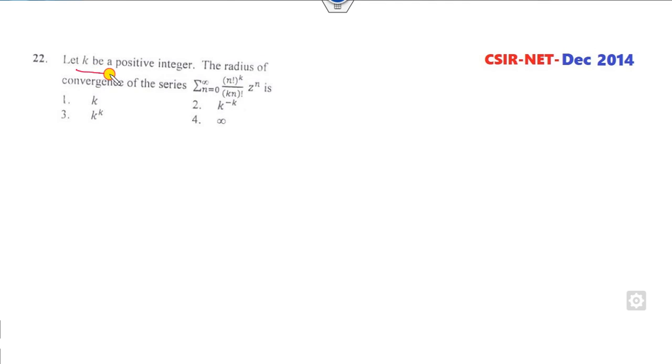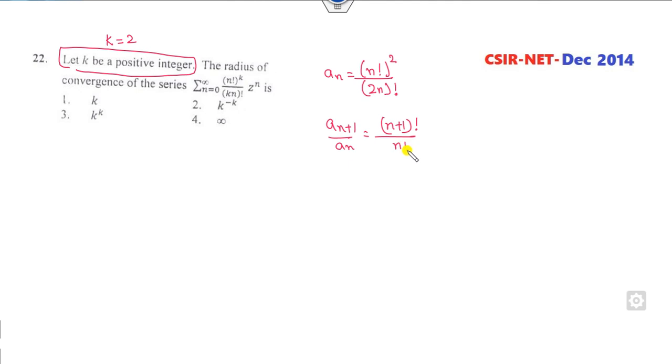Okay, k is a positive integer. Is it given to you? What's the value of k? So you can choose any positive integer value. So I can choose k as 2. Then k is 2, so 2n factorial. Fine. Then you will find an plus 1 over an. That's very simple. N plus 1 factorial over n factorial.